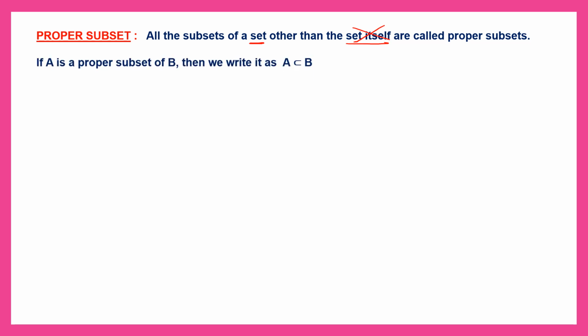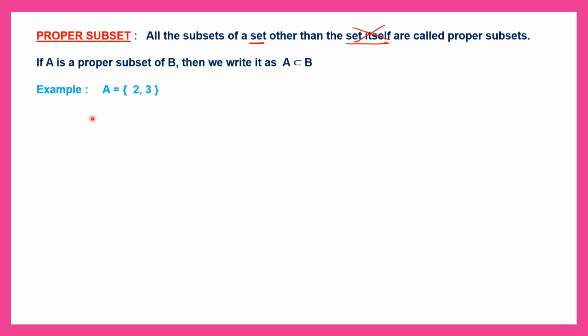So here, if A is a proper subset of B, then we write it as this symbol. A is a proper subset. Remember, there's no line underneath. If a line is there underneath, we say A is a subset of B. If there is no line underneath, we say it's a proper subset. That means we're going to leave out that set itself.